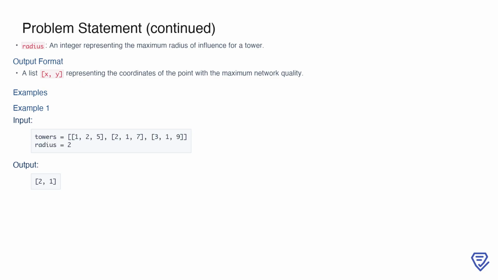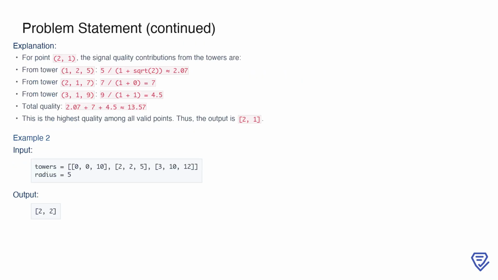To make this more concrete, consider an example where we have three towers located at [1, 2], [2, 1], and [3, 1], with quality factors 5, 7, and 9 respectively. If the radius is 2, the output is [2, 1]. This means the point (2, 1) has the highest total network quality when taking into account the contributions from all towers within range. Let's break down the reasoning behind the first example.